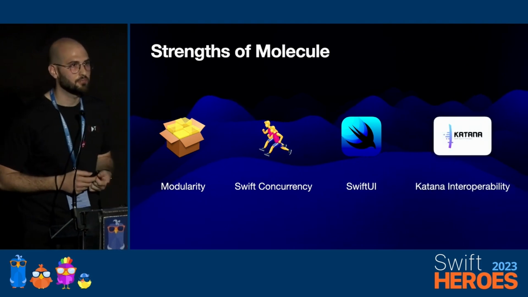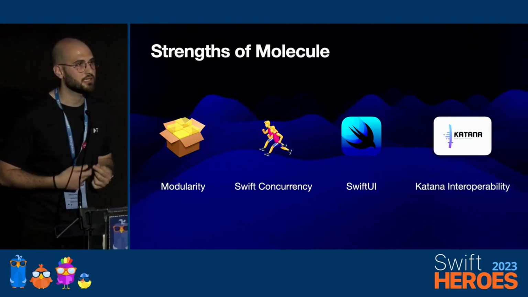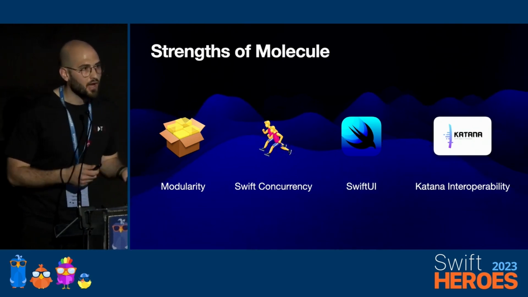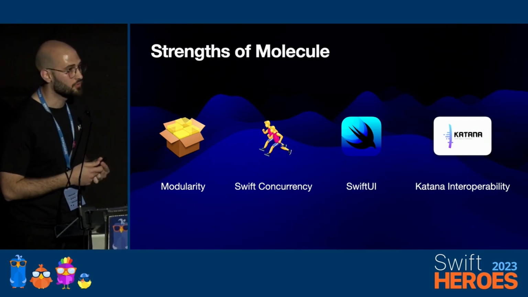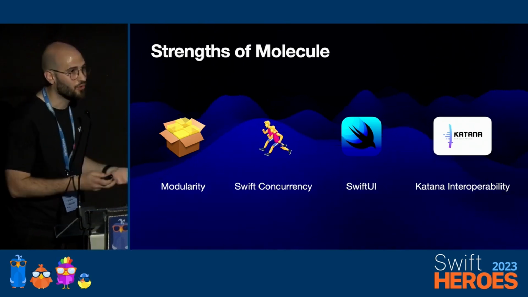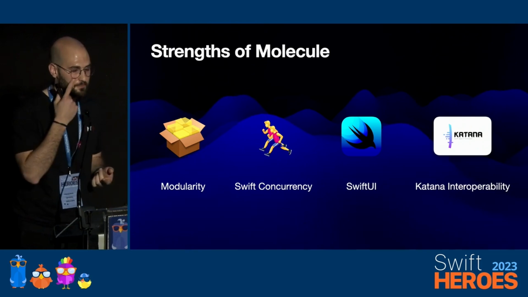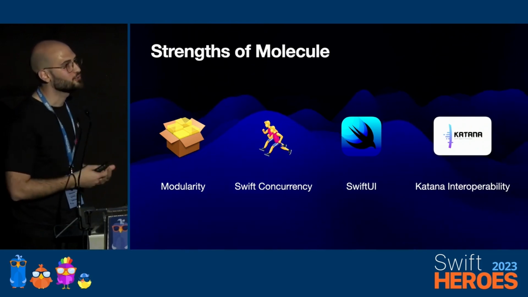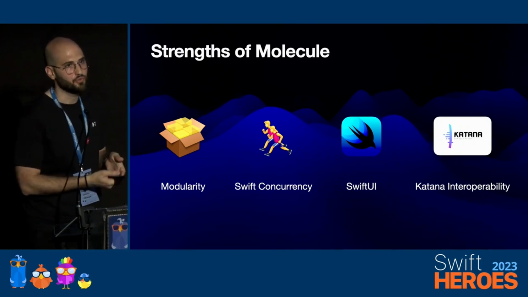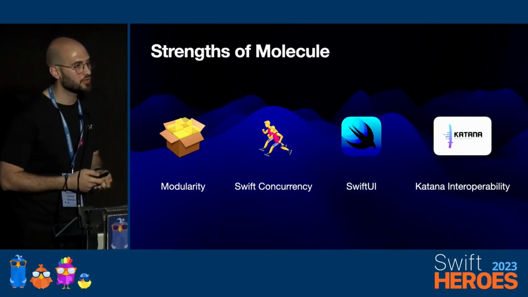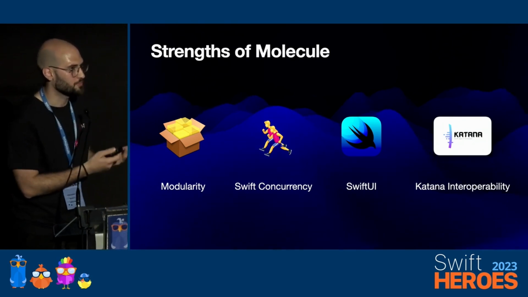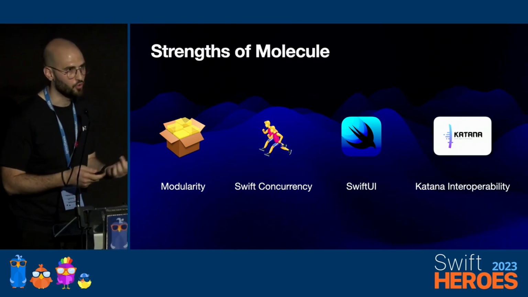As a third point, we were able to introduce SwiftUI inside our app. And the last point, maybe the most important, is the interoperability with Katana. Like anyone in this room, we were scared to rewrite from scratch the whole legacy code that we have. So thanks to Molecule and the interoperability between Katana and Molecule, we were able to rewrite just one module at a time and not the whole app.